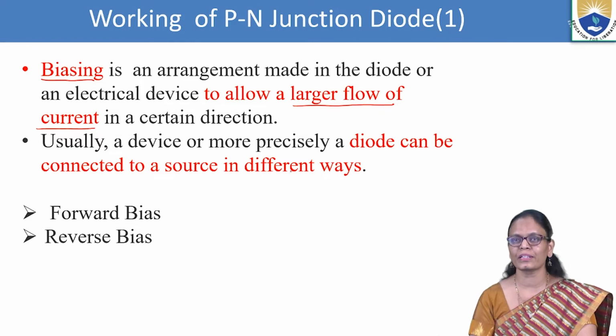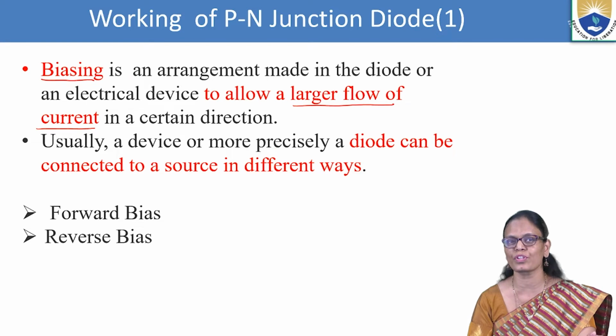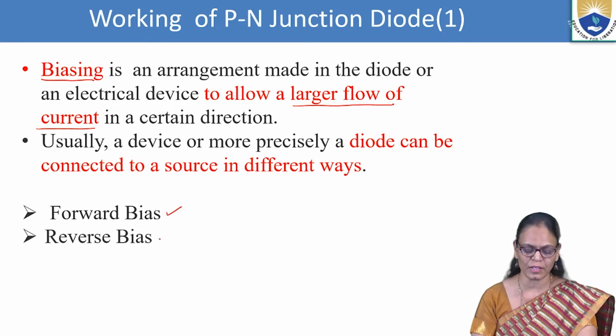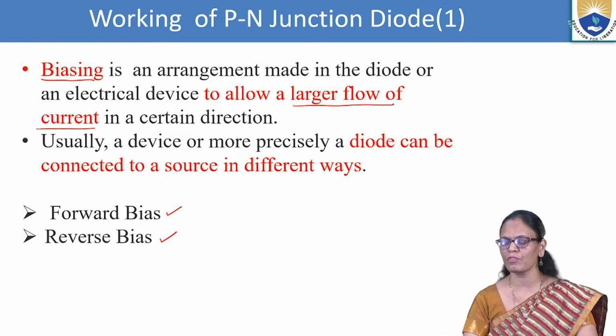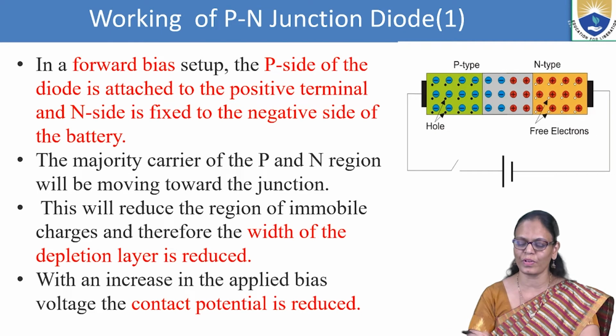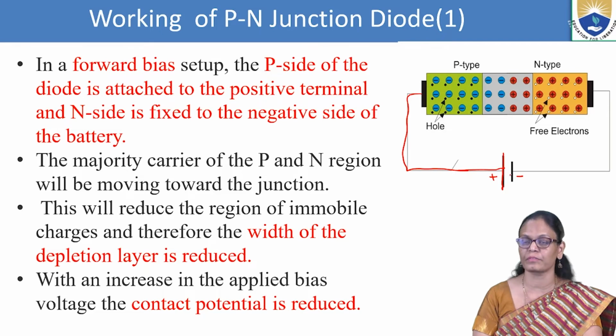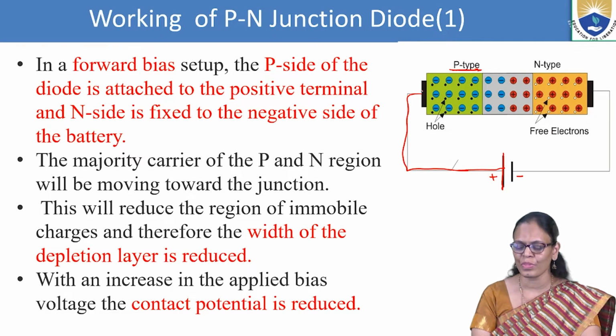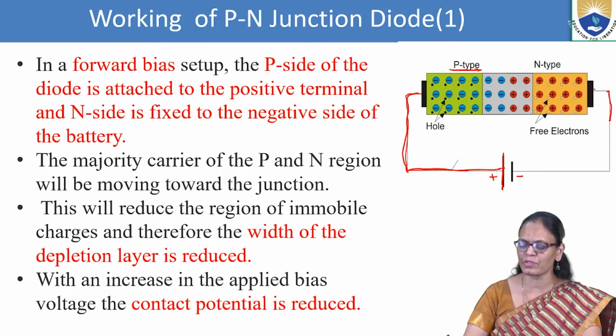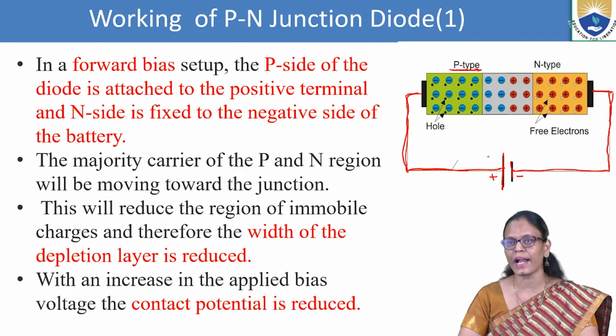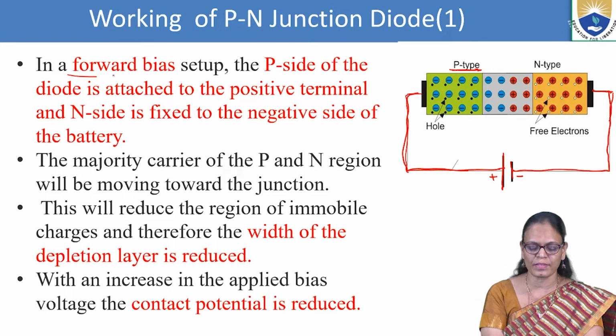So what we are doing here is biasing, and this biasing can be done in two different ways. One is forward bias and the other is reverse bias. So what happens in a forward bias? In forward bias, the P side of the PN junction is connected to the positive of the external supply, the external voltage source. So this is the P side of the PN junction. The P side we connect to the positive of the external supply, and the N side we connect to the negative of the external supply. So P to positive and N to negative, we call it forward bias.